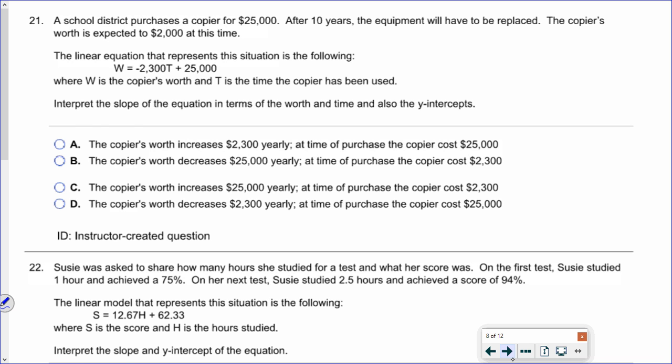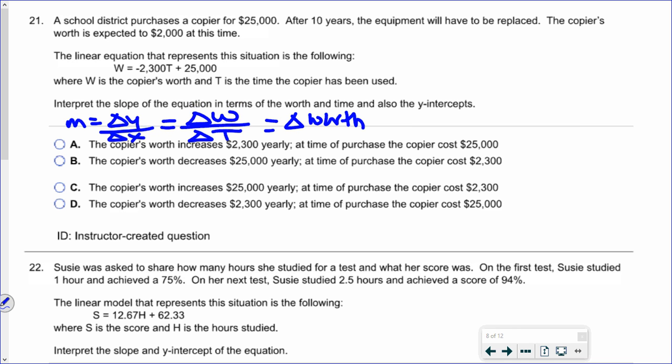We said slope is the change of y over the change of x. So what does y represent in this? That's W. What's W? W is the worth, so that's the change of the worth of the copier over the change of the time for how long you've had it. Do we understand that? So that's negative 2,300 over 1. So what is that going to mean? The worth of the copier loses $2,300 value.